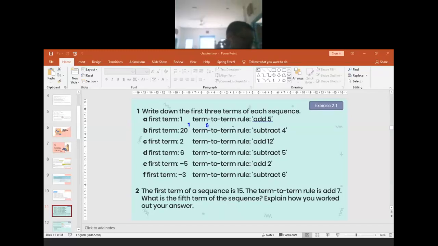16. Are you sure it is 16? The first one is 1. The second term is 6. And then for the third term, look at the rule. The rule is only add 5. So we just need to add number 6 with 5, which is equals to how many? It will be 11.